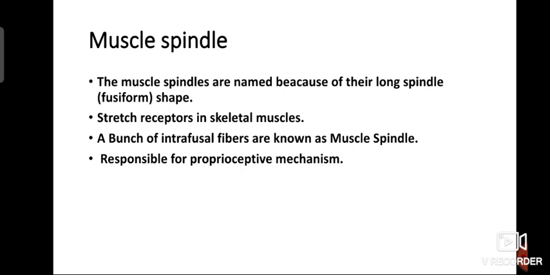So now we start with the muscle spindle. The muscle spindles are named because of their long spindle, fusiform shape. They are basically stretch receptors in skeletal muscle. They are responsible for the stretch reflex. A bunch of intrafusal fibers is known as a muscle spindle. It is responsible for the proprioceptive mechanism. How can it play a role in the proprioceptive mechanism? It can play a role in proprioception through the change in muscle length.